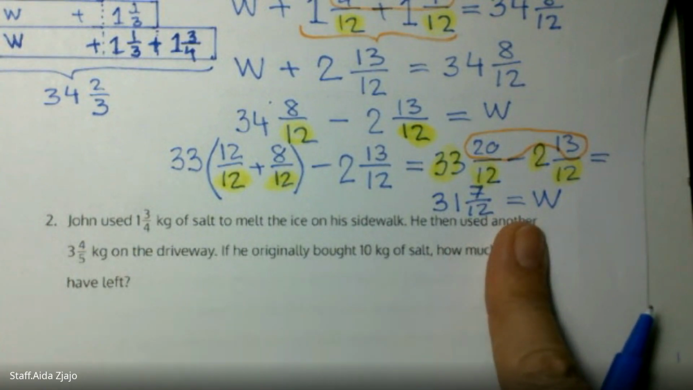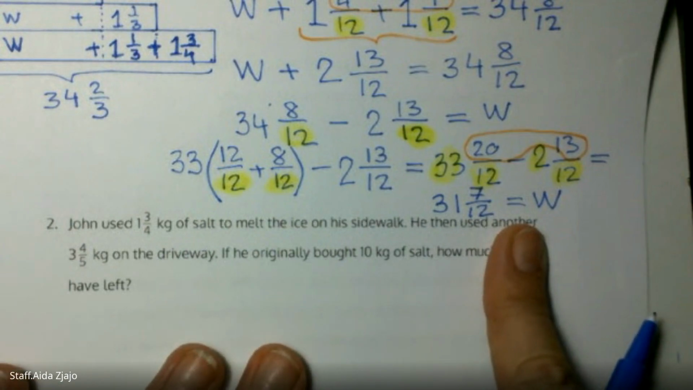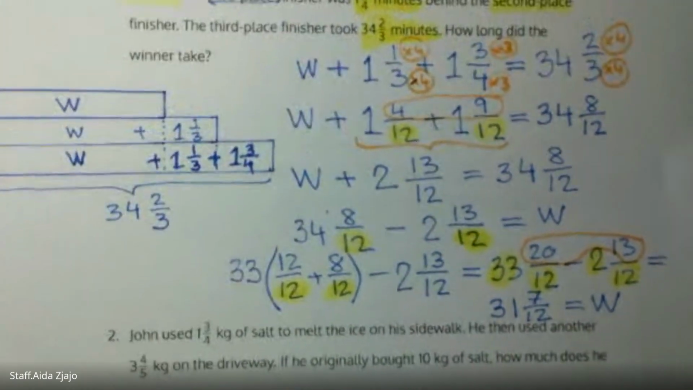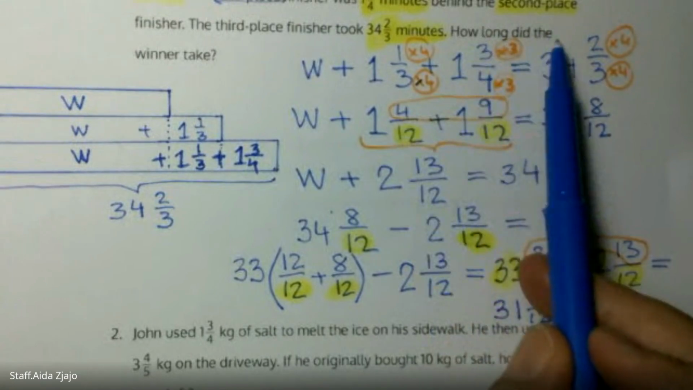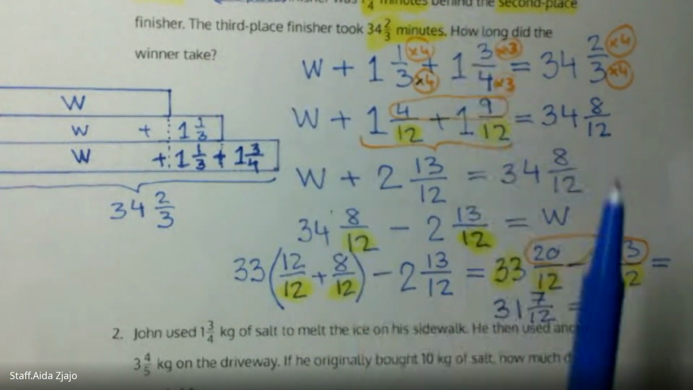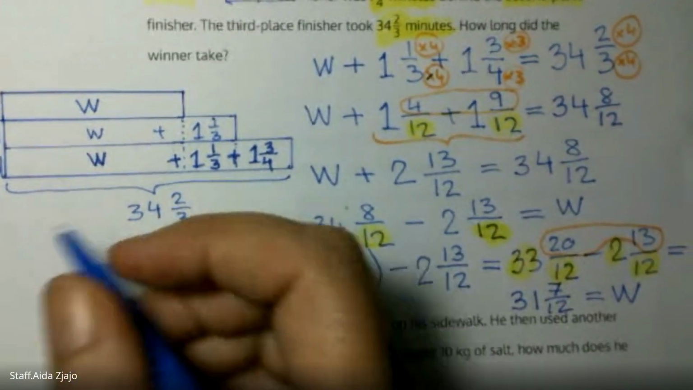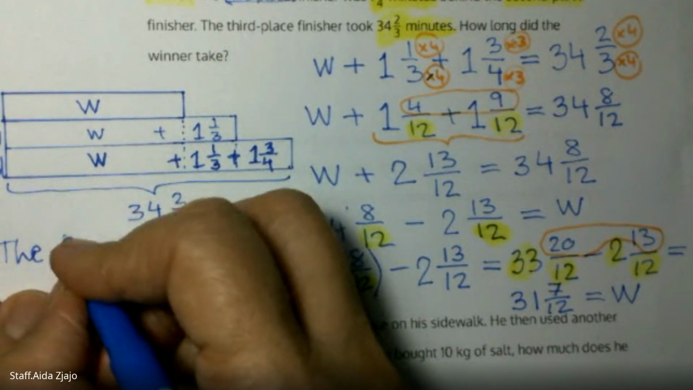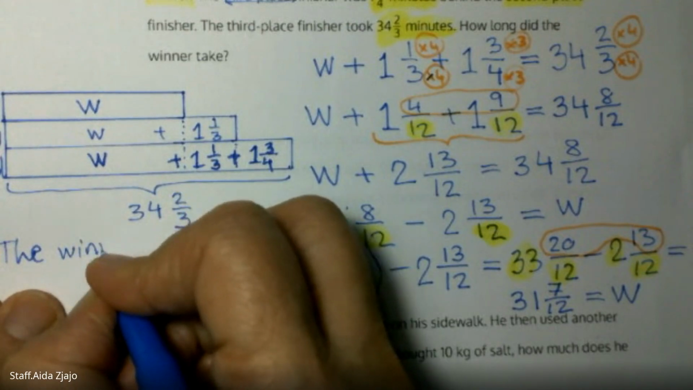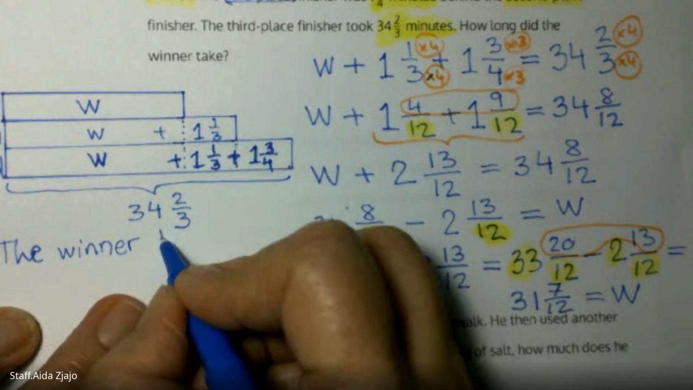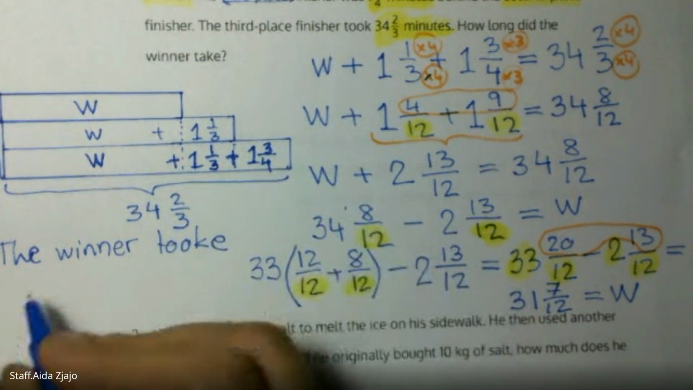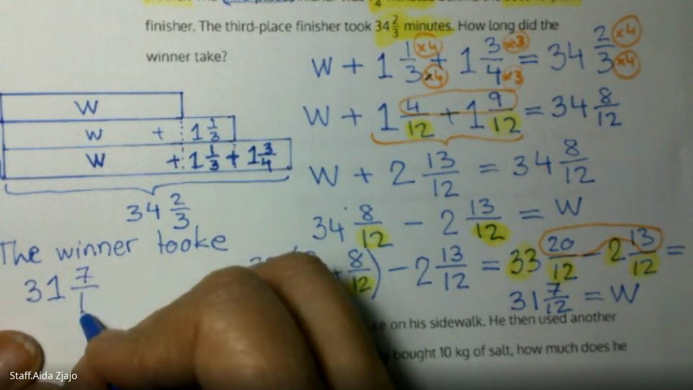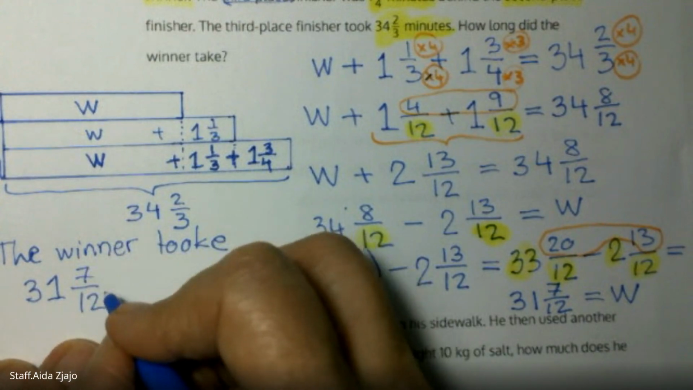We found the minutes. We need to rewrite our answer. So in written form, we will say, how long did the winner take? And we can use the language: the winner took 31 and 7/12 of a minute.